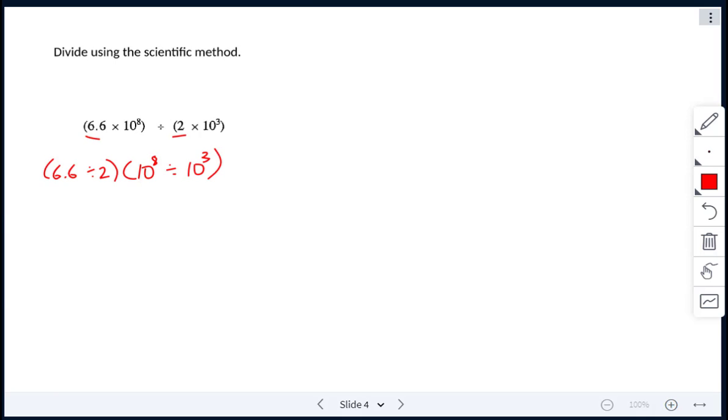All right, so for this question then, we would take the 6.6 divided by 2 as shown here. Then we have the 10 to the power of 8 divided by 10 to the power of 3. So 6.6 divided by 2, that's 3.3. And then times 10 to the power of 8 minus 3. So we get 3.3 times 10 to the power of 5.